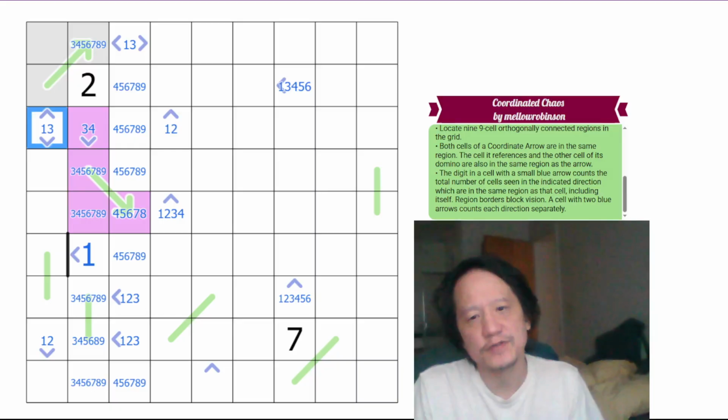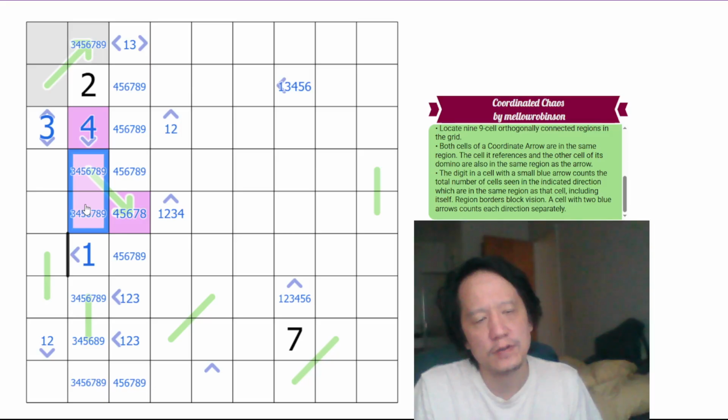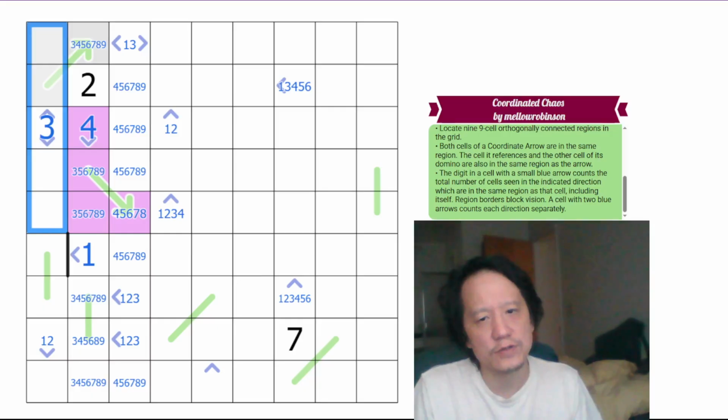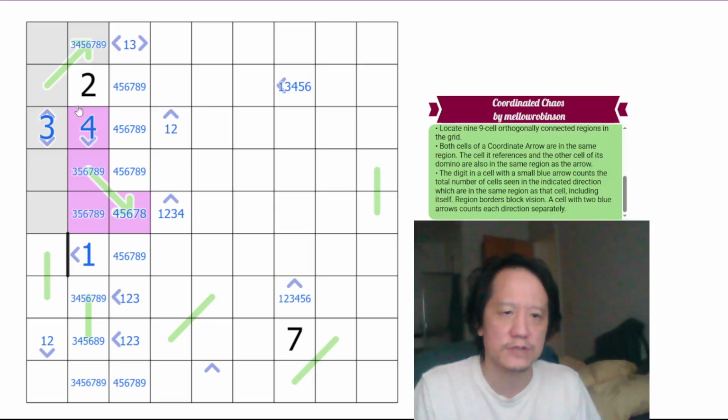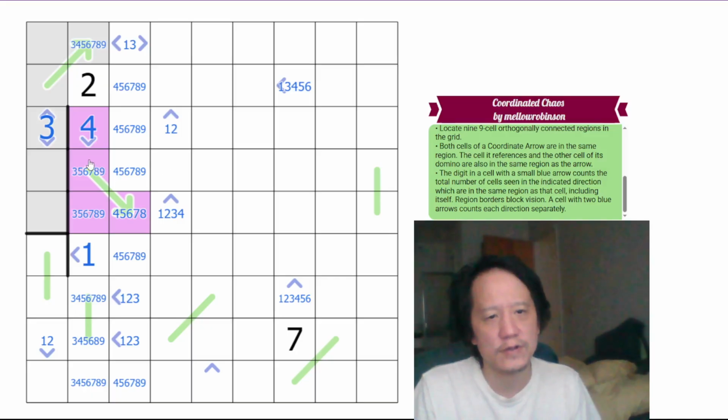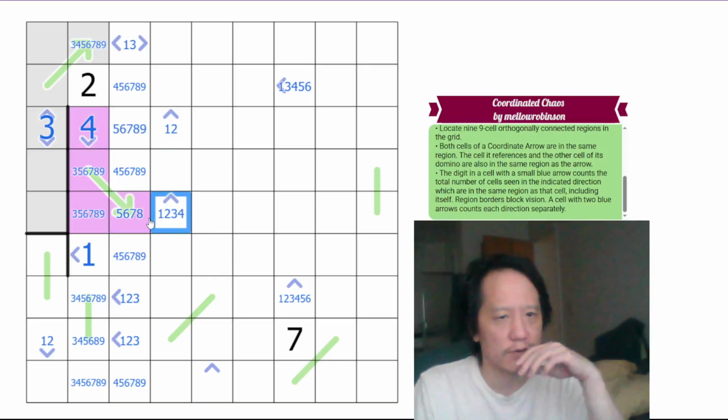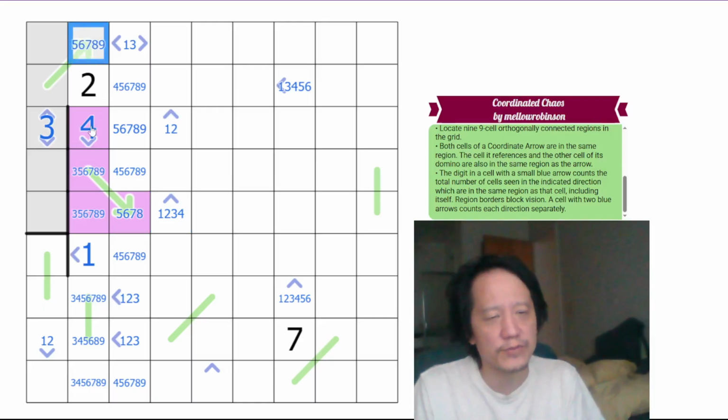So what happens if this is 3? If this is 3, this is 4. That means this can't be 4. This has to go that way. So this is size 6. So with these 4, it would add up to 10. So these are separate regions. And this goes only 3 that way. So you can't have 4 in the region. This can't be 4 either. This can't be 3 or 4.